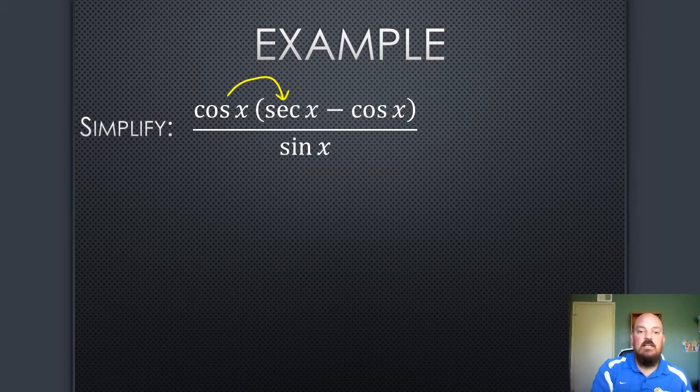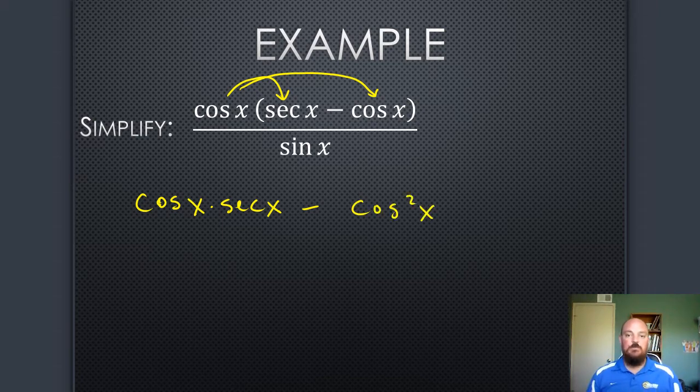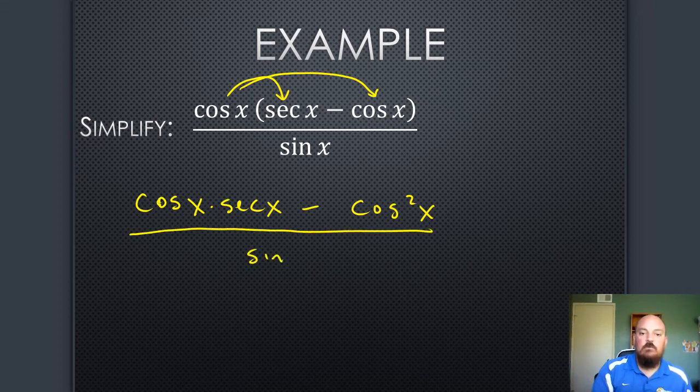So I'm going to distribute the cosine x. I'm going to have cosine x times secant x minus, and then cosine x times cosine x is cosine squared x. Remember, anytime you multiply a trig function by itself, you're basically getting something squared, and we use that notation where the squared comes after the name of the trig function. And the whole thing is over sine x.